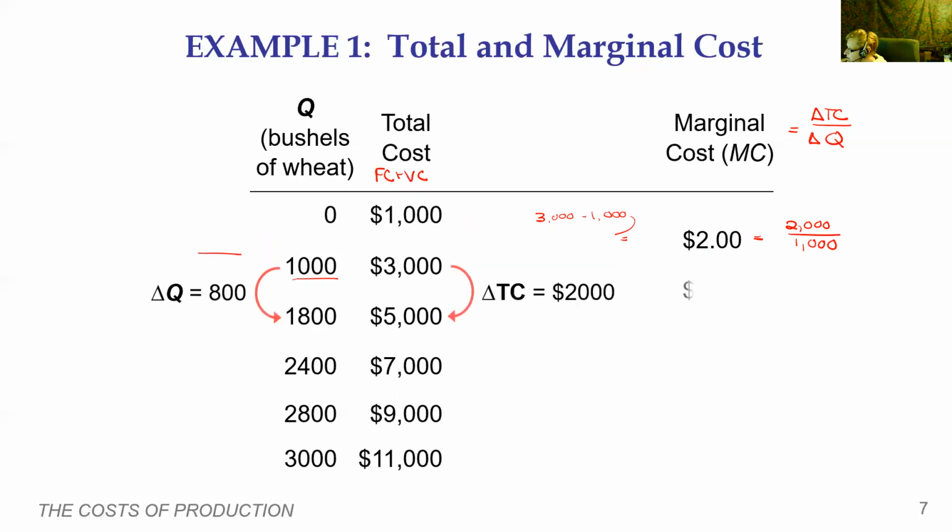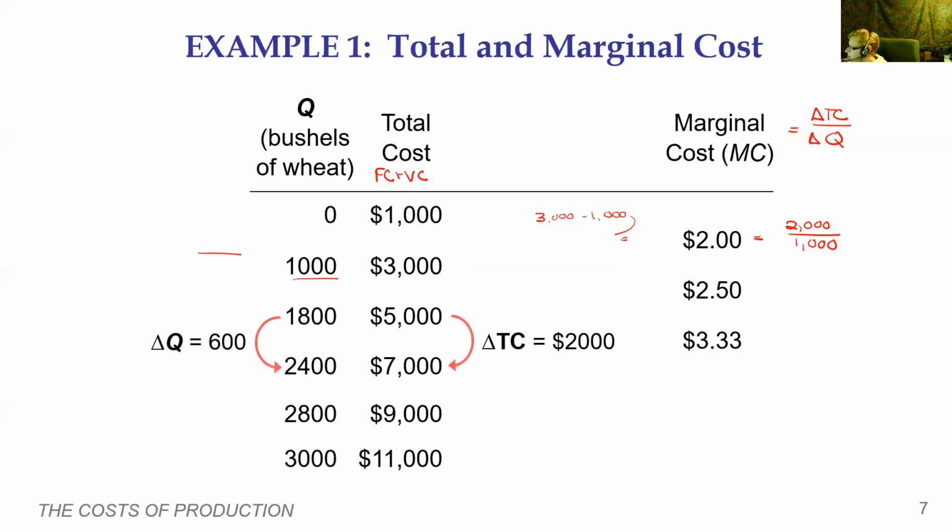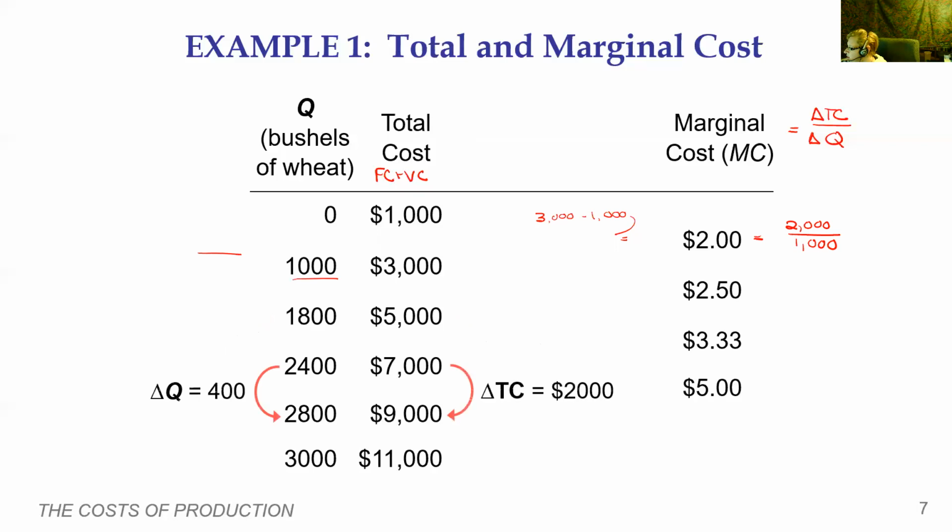We can then do it for each additional output and each additional total cost. Okay, so let's look at this for a moment. It starts off pretty low at $2, increases to $2.50, $3.33, and then it increases quite a bit. Notice the big jump between 5 and 10. And we're going to talk about that a little bit later on.